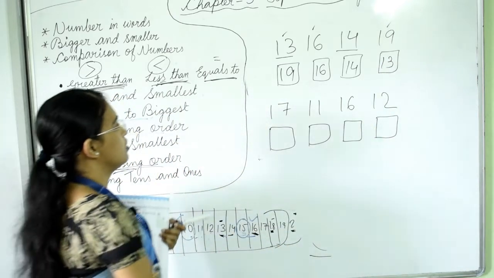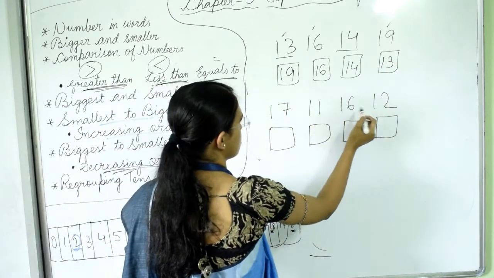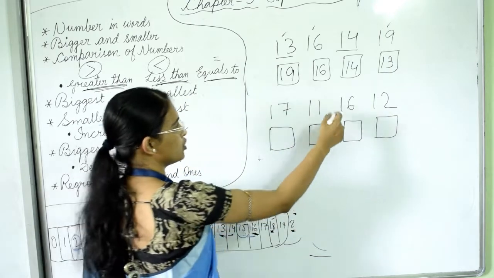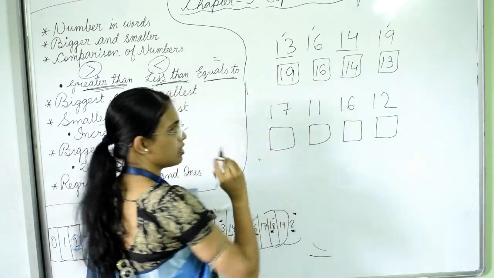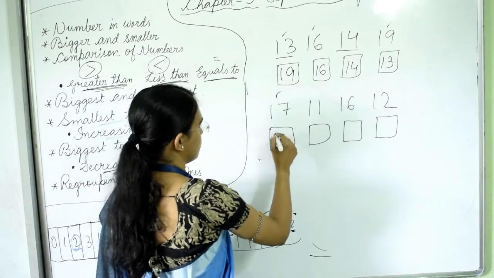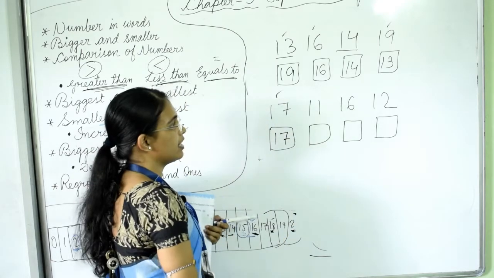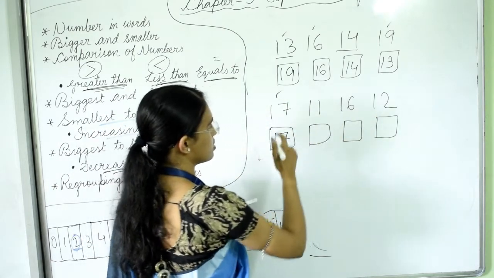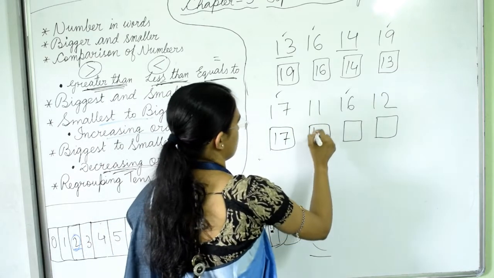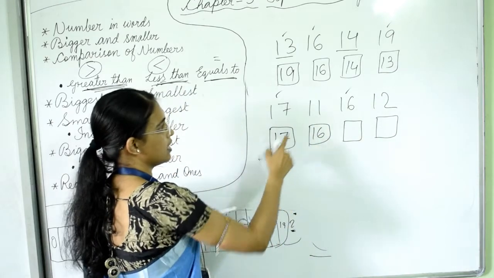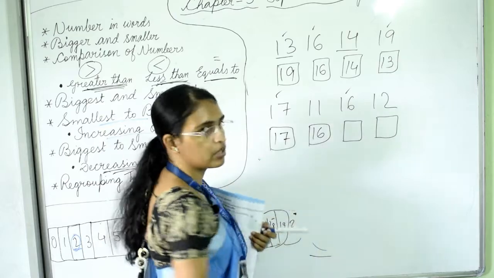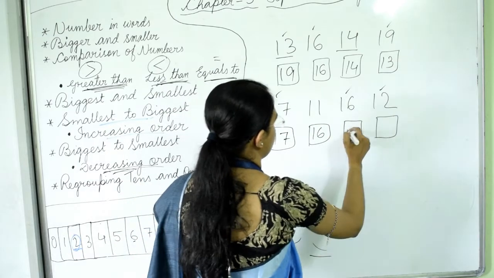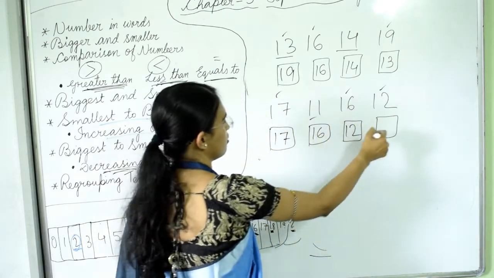Okay. Now next question is 17, 11, 16, 12. Among these 4 numbers, which one is the biggest number? 17. So we have written 17. Then after 17, which one is the biggest number? 16. Write here 16. After this 11 or 12. Among these 2 numbers, which one is the biggest number? 12. Last one is 11.